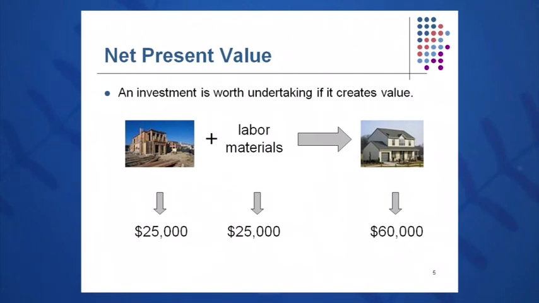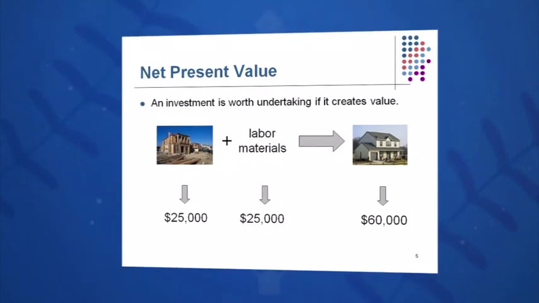You may go into the housing business or construction business on the side, perhaps in the evenings. And you want to know if you buy some land and put some labor and material into it, will it be a positive NPV project? Here's an example where we put $25,000 into some land. We put $25,000 into some labor and materials. And in a very short time, 3 to 6 months, we have a house built and we sell it for $60,000. Is this a positive NPV project is the question.